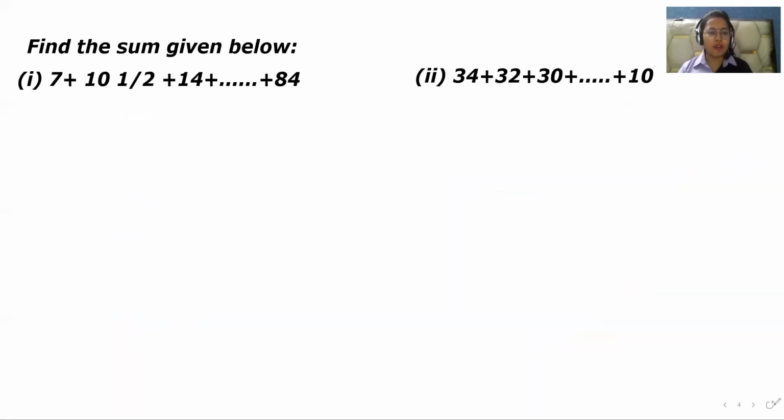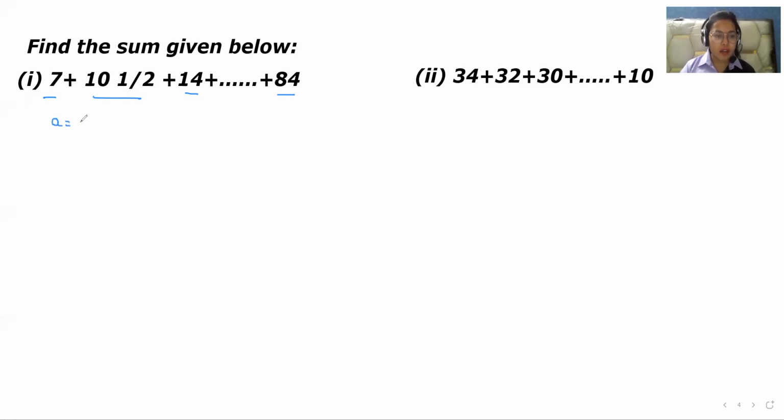Now let's move forward to the next question. Find the sum given below. What is given? The first term is given, the second term is given, the third term and the last term are given. In this question, they give you the last term. For the last term, we already learned the formula.